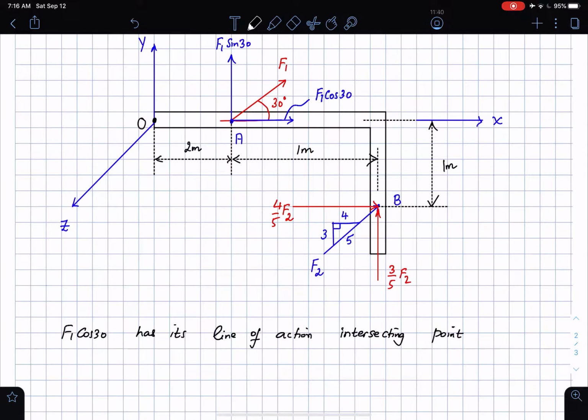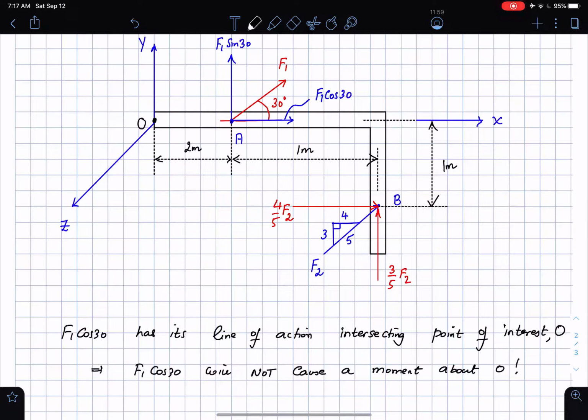the point of interest, which is the point O, which means that F1 cosine 30 will not cause a moment about the point O. Okay, so that's a cosine 30 there.